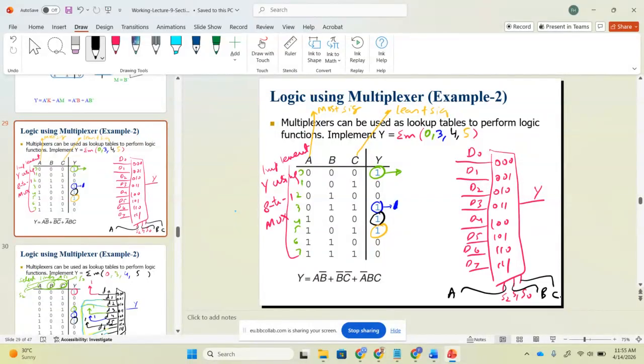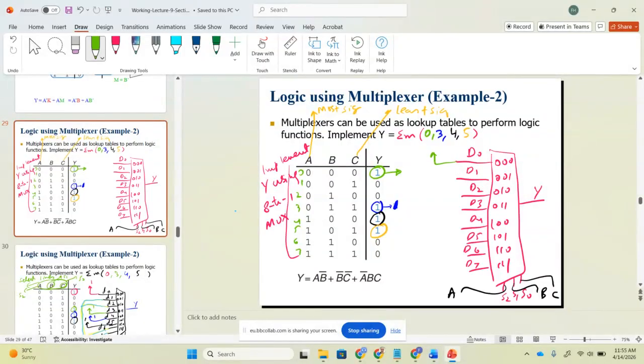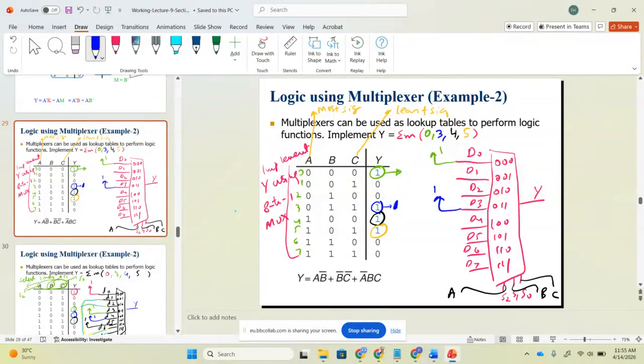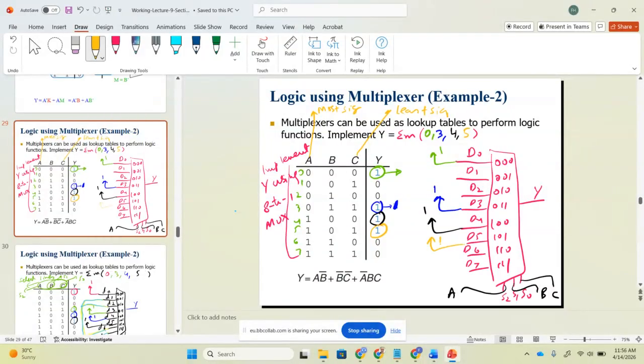Okay. Now, what about D0? Where should I connect D0? Can you tell me where should I connect D0? Anyone may answer. D0 should be 1. Then the blue color, D3 should be 1 or VCC, we can call it 1 or VCC. Then it should be 1, and D5, which is actually the orange color, should be 1. What about D1, D2, D6, and D7? Help me. They should be 0. Yeah, they should be 0. So we ground them, and we connect all of them.